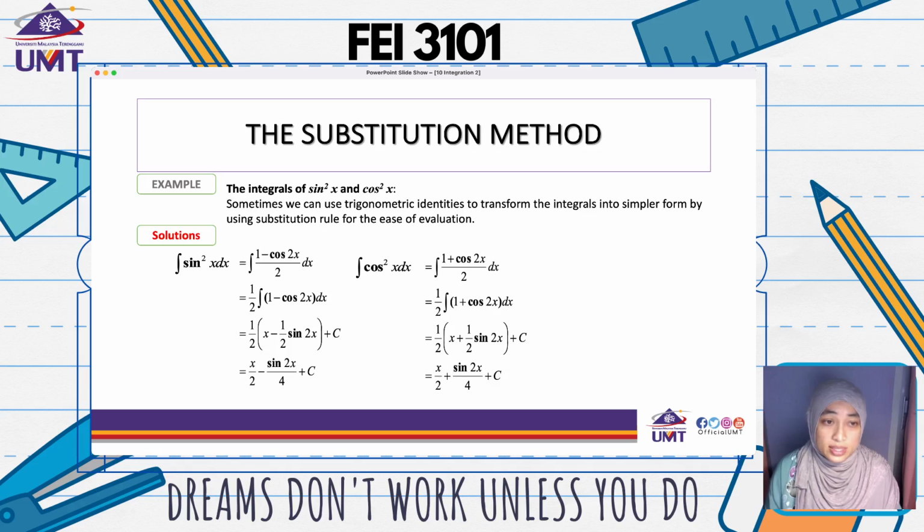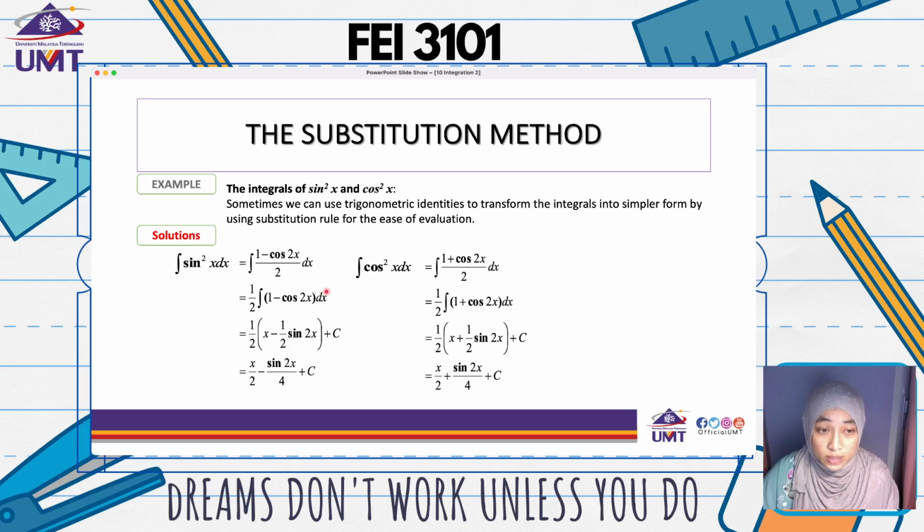Now, as you can see here, this is the substitution method using sine and cos, where we will use the trigonometric identities to transform the integral into a simpler form by using the substitution rule for ease of evaluation. For example, how to find the integral of sine squared x dx? It's quite difficult to find. So now, using the trigonometric identities, you just substitute sine squared x, which is actually equal to 1 minus cos 2x over 2 dx.